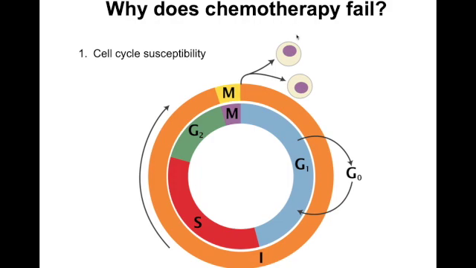So for example, you might target S phase. And if you had a drug that targeted S phase, you would be looking at a drug that inhibits the ability of the cell to make new DNA. And that's a great strategy because if you can't make DNA, you can't divide. Unfortunately, not all cells are in S phase at the same time.